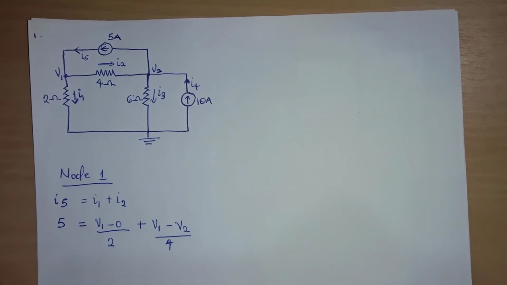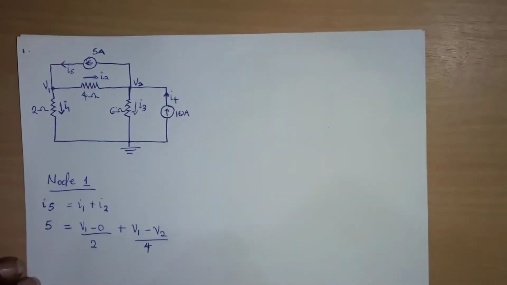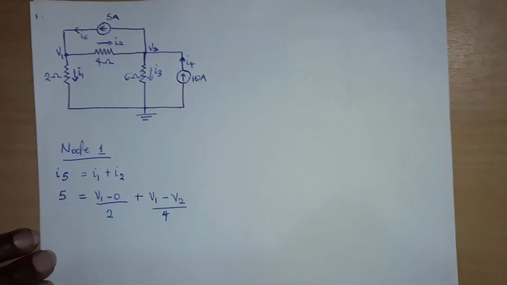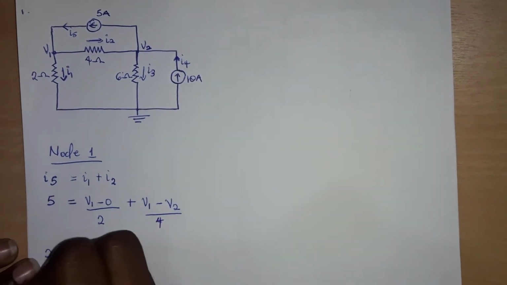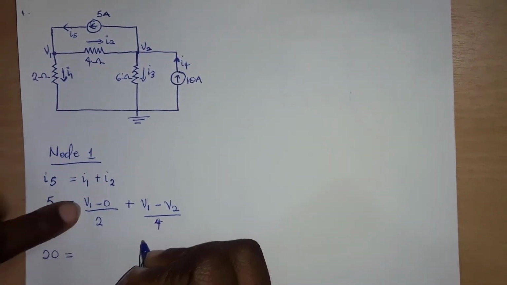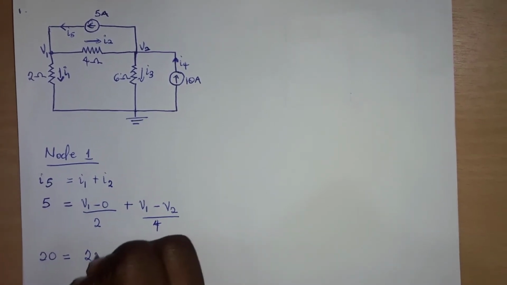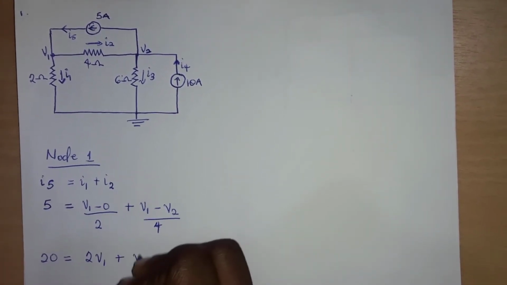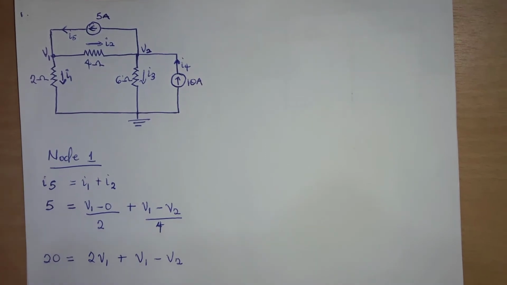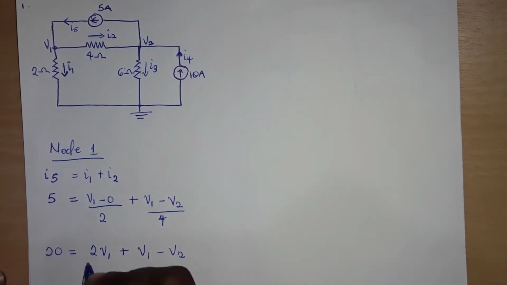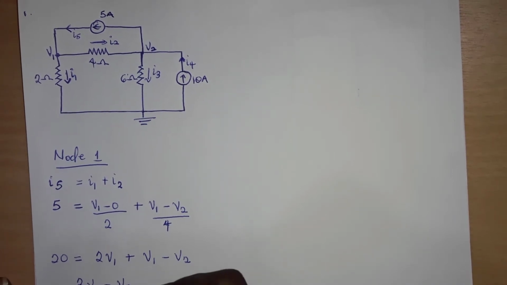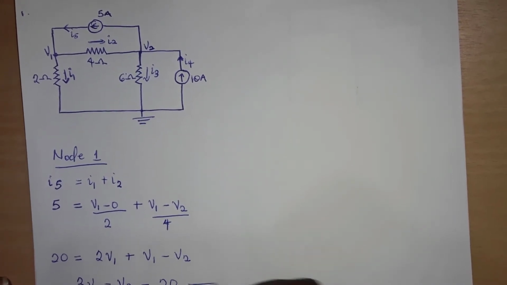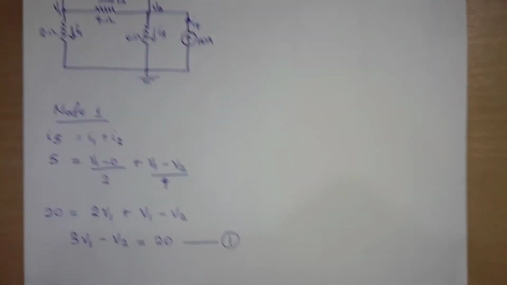So I'm going to simplify this equation, multiplying through by 4. I have 5 times 4 to be 20. Then 4 multiplying this will give me 2V1. Then here I have V1 minus V2. Simplifying further, I have 3V1 minus V2 to be equal to 20, and that is my first equation.